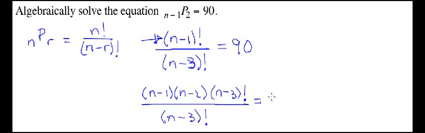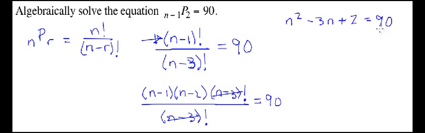equals 90. The n minus 3 factorials cancel out. And we get, let's see, what is this? n squared minus 3n plus 2 equals 90. It's a quadratic, of course. So n squared minus 3n minus 88 equals 0. Now, how do we make 88?